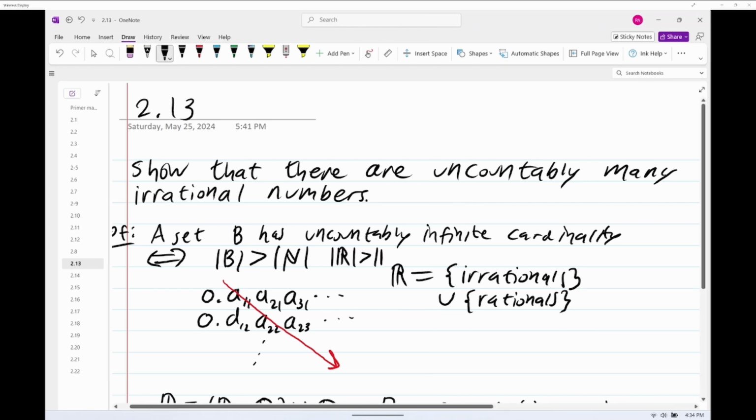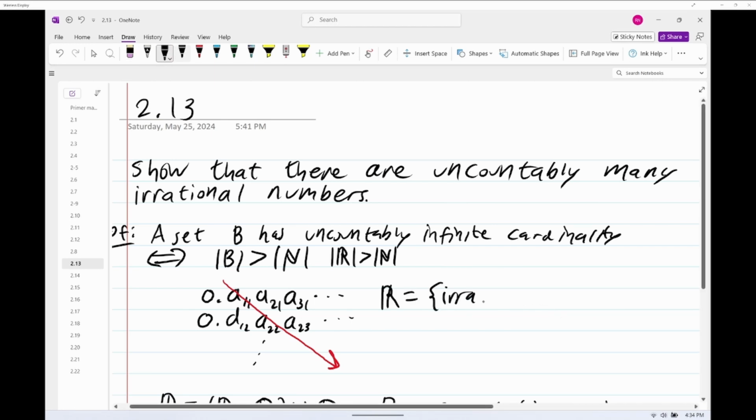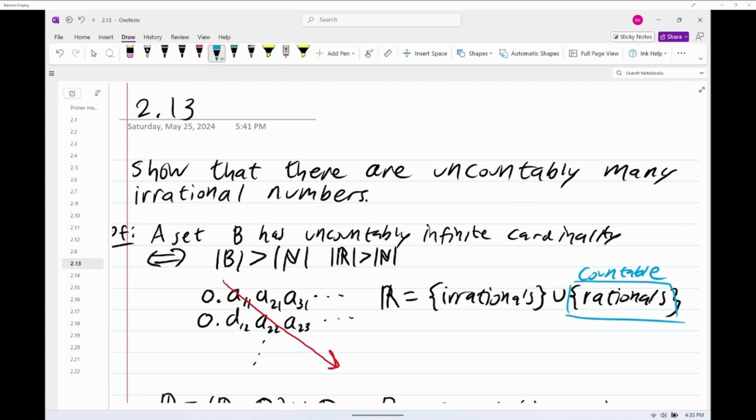So R is bigger than N. This actually really helps. This right here. This is exhaustive. A number is either rational or it's not. And if it's not, then it's irrational. So the reals are equal to the irrationals union the rationals. Okay. So we know that this is countable. Well, if both were countable, then the real numbers would be countably infinite. Yes. That's exactly it. Since we know rationals are countable, irrationals must be uncountable.